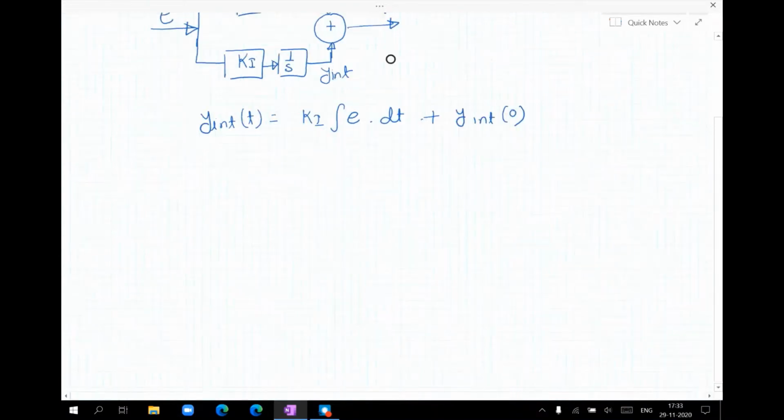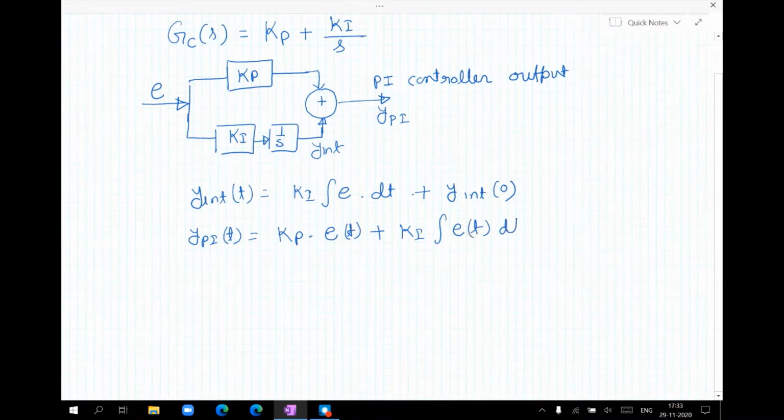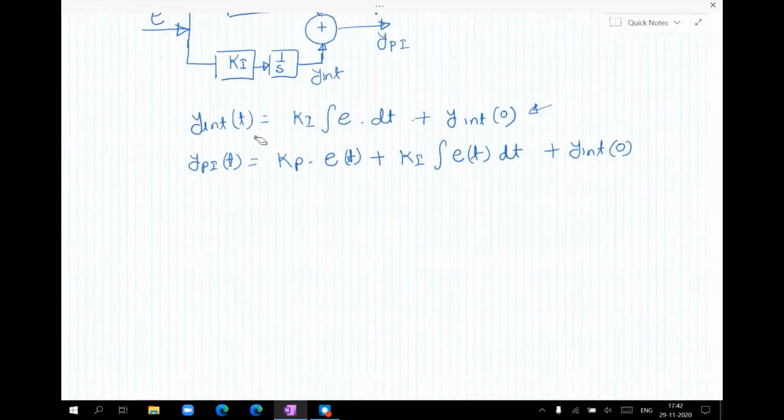Therefore, the output of the PI controller y pi is equal to the proportional part kp into e(t) plus ki integral of e dt plus y int 0. To implement the PI controller as a discrete time system, we have to first discretize the integral part of that.